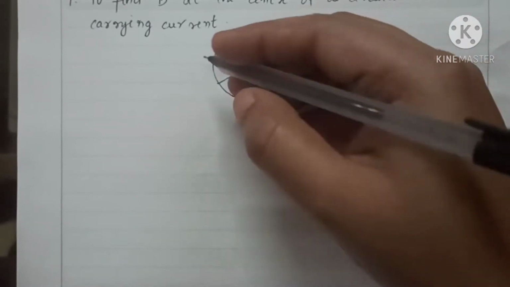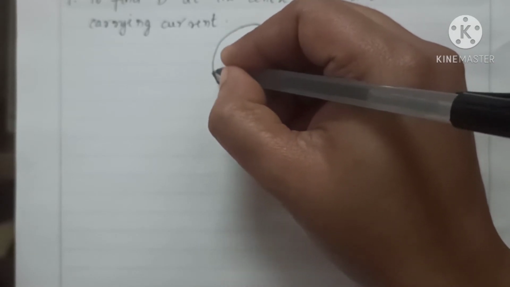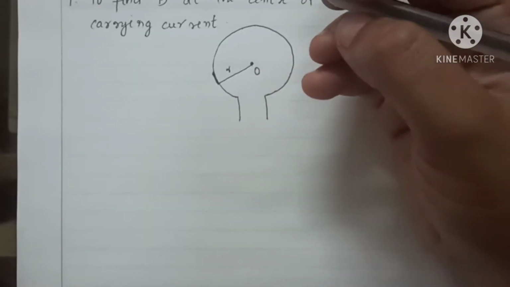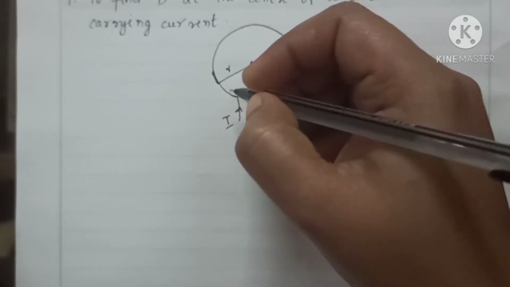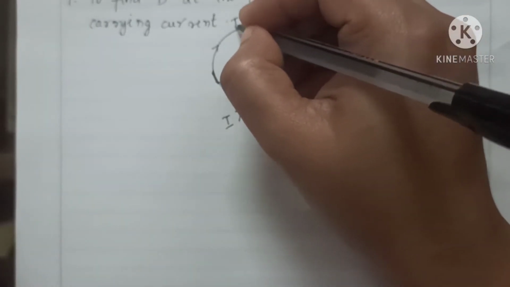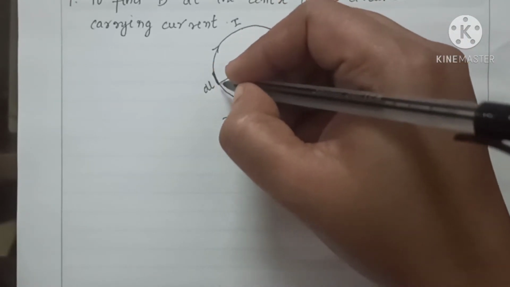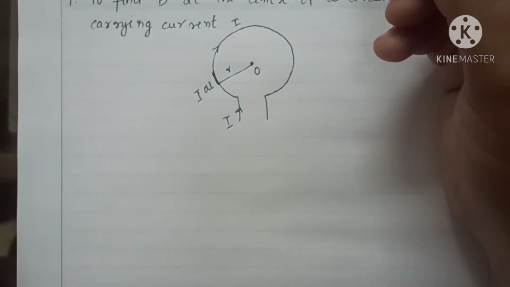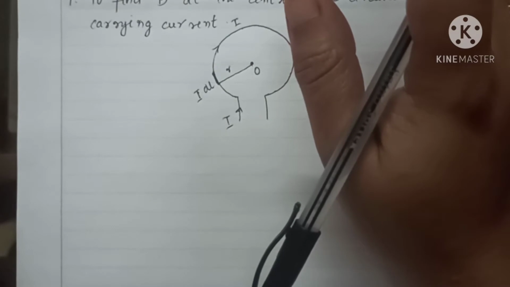For that, first we will consider a small element here, like we have done in the proof of Biot-Savart's law. Let the current I be flowing through this loop. This is the current flowing, and this element has a length dl. Then what is this current element? It is I into dl. Clear? So all these points are clear for you.